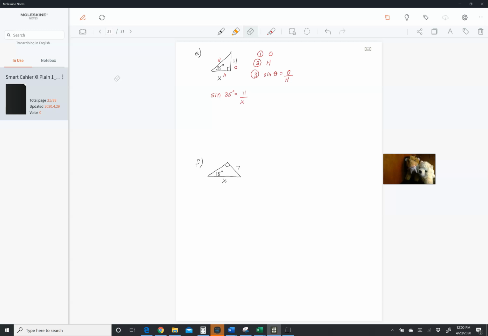over x. Now here I'm going to go through the algebra again just so that you see it one more time. But again, you can go straight to the last step here. You don't have to go through the algebra every time. I'm okay with you skipping it. So we need to get x out of the denominator. So we're going to multiply by x. The x's cancel. So we get that 11 is equal to x times the sine of 35. Notice I switched the sides. That was unintentional, but it makes no difference. Divide both sides by the sine of 35 so that you get x by itself.